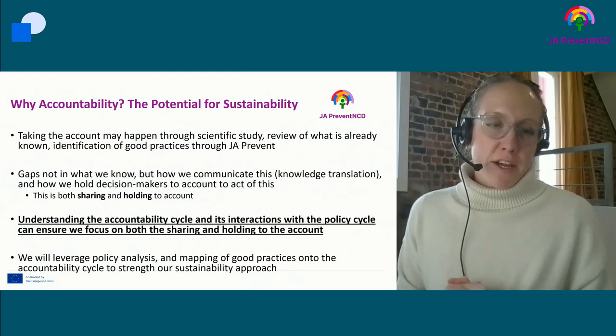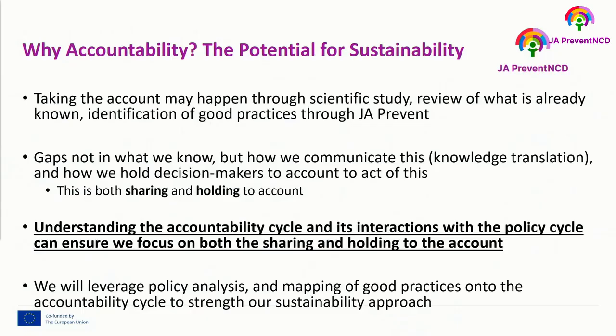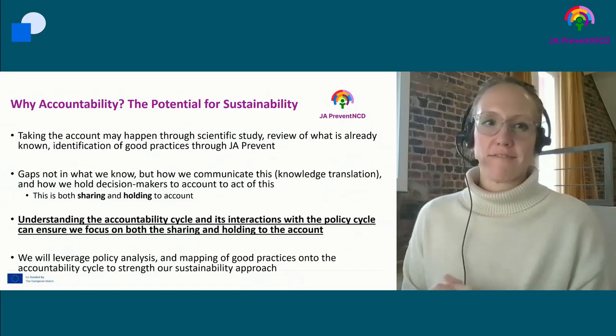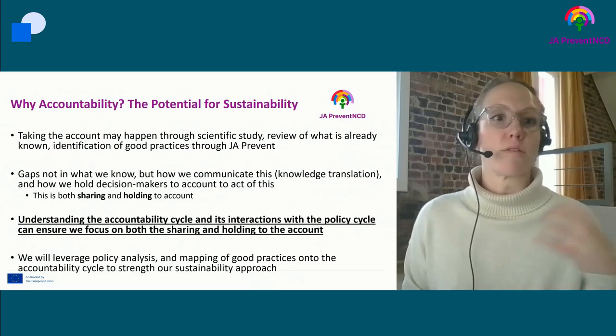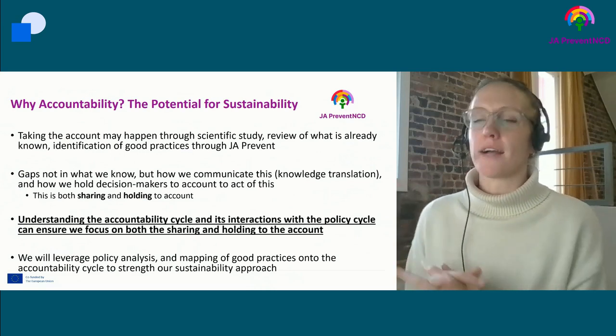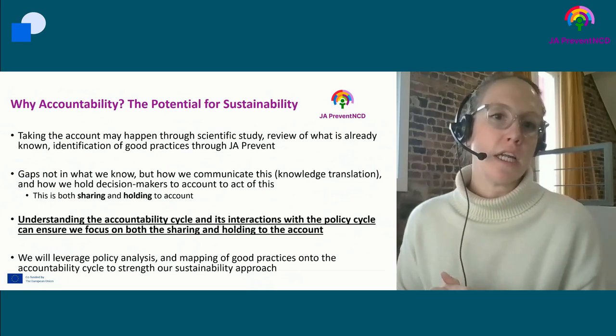Before I pass it off to the next speaker, just to summarize, why are we discussing accountability when we speak about sustainability? It's because of the potential it has to underpin the success of the sustainability plan. As I mentioned, in the taking of the account in this accountability cycle, there are scientific studies, our review of what is known, and what good practices we are generating as a project team within the joint action.